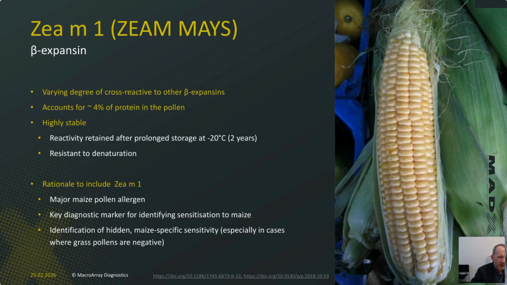Zea m 1 is a beta-expansin, which accounts for approximately 4% of the protein content in the pollen. It's a highly stable molecular allergen, and it is able to retain its reactivity for prolonged periods of time, as well as following processing. The rationale for including it is that it's a maize pollen allergen, and as such is a key diagnostic marker for identifying sensitization to maize, as well as cross-reactivity to other grass pollens. It may in fact help identify hidden sensitization to maize pollen, especially when other grass pollens are negative, let's say your Phl p 5s, Phl p 1s.